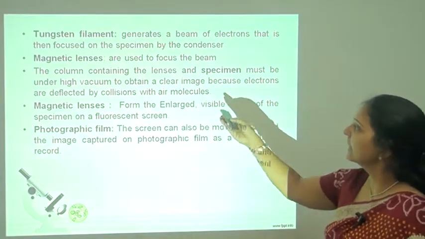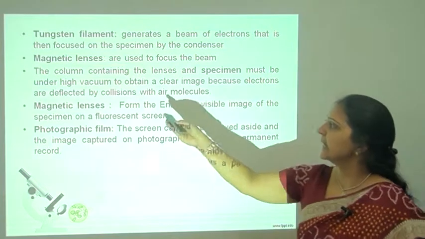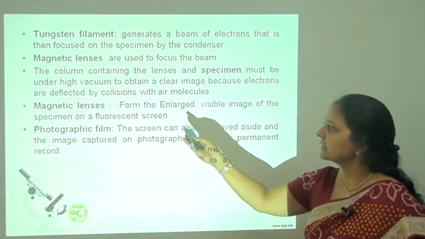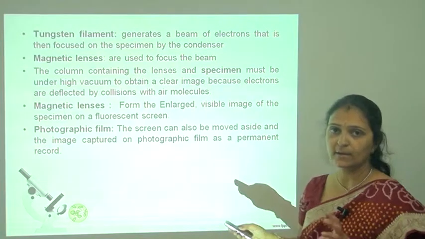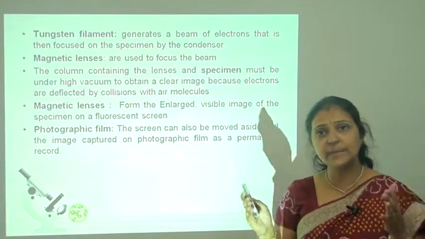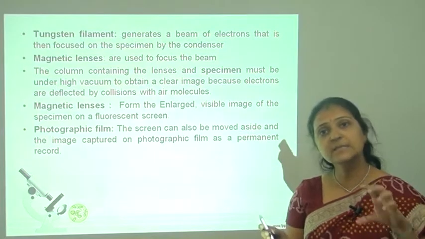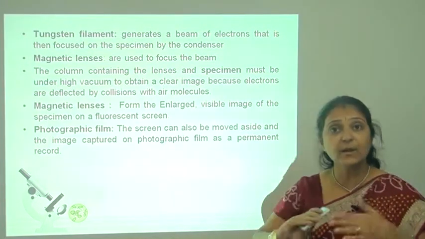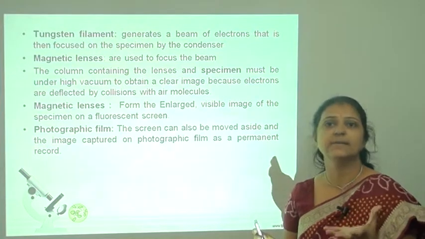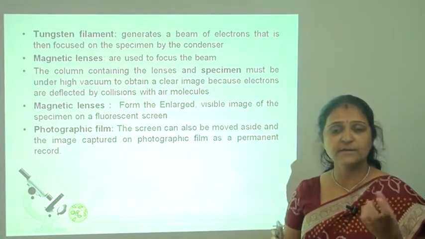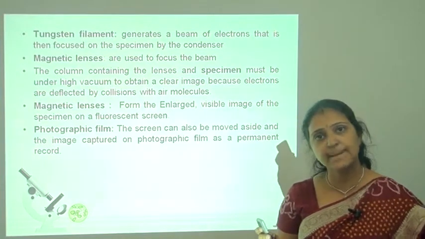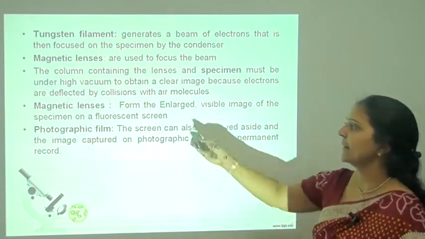The column containing the lens and specimen must be under high vacuum to obtain a clear image, because electrons are deflected by collision with air molecules. So there should be a high vacuum, because the electrons in the beam will collide with the air and make noise. There should not be any air, so the electrons will pass directly onto the object. So a vacuum should be created.